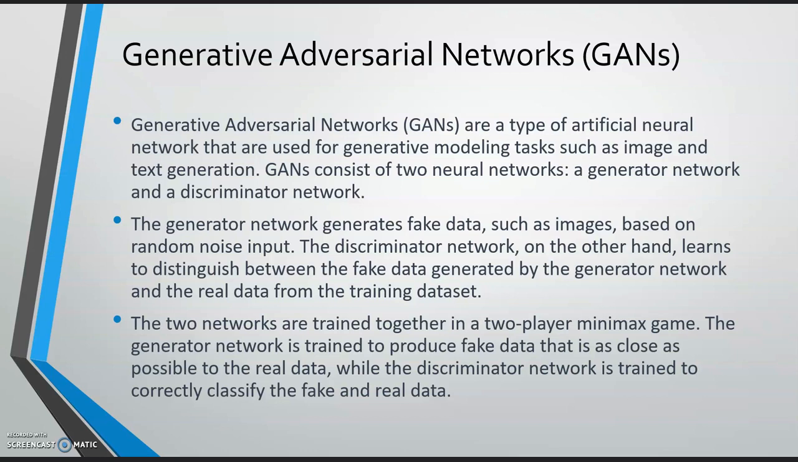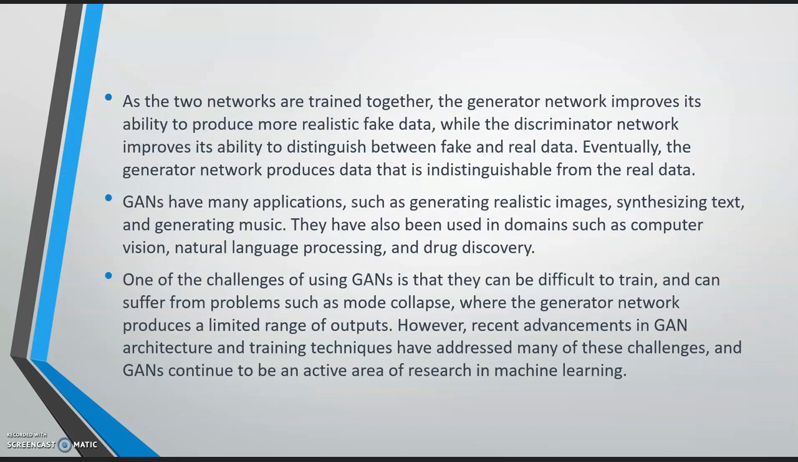The two networks are trained together in a two-player minimax game. The generator network is trained to produce fake data that is as close as possible to the real data, while the discriminator network is trained to correctly classify the fake and real data. As the two networks are trained together, the generator network improves its ability to produce more realistic fake data, while the discriminator network improves its ability to distinguish between fake and real data. Eventually, the generator network produces data that is indistinguishable from the real data.